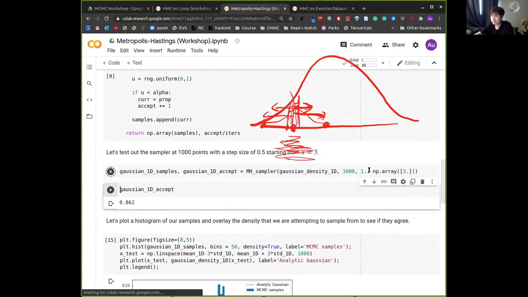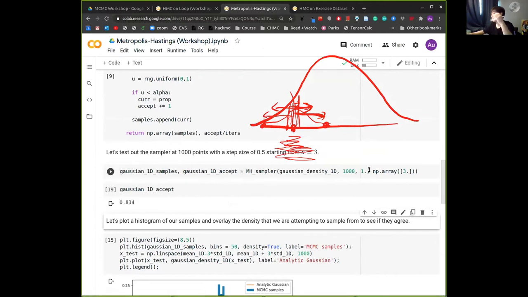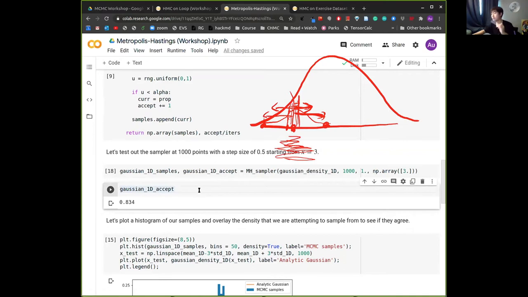So let's try to get it down to... I think the theoretical optimal... So again, this is a question of exploration versus exploitation, right? If you have a big step size, you explore, but you might lose more. If you have a small step size, you always accept, you exploit, but then you gain very little each time. The acceptance ratio alone, high or low, doesn't tell you how good the step size choice is, right? Because you want to strike a balance between the two.